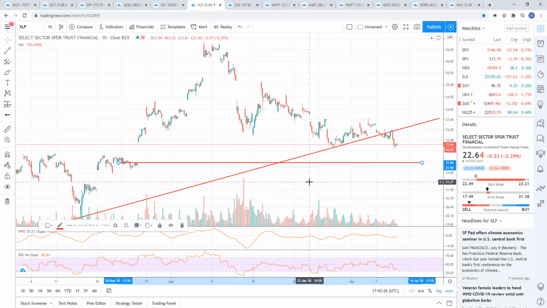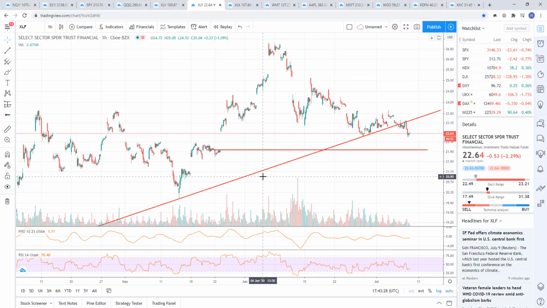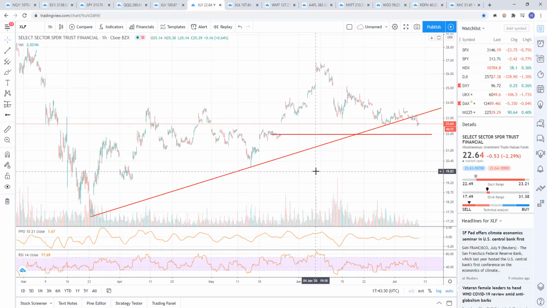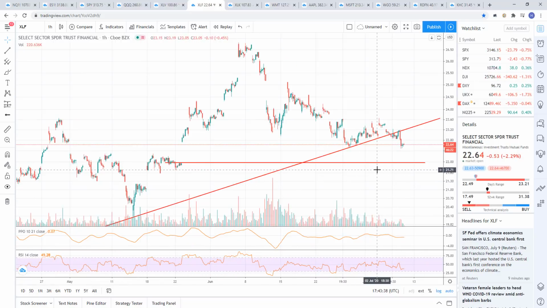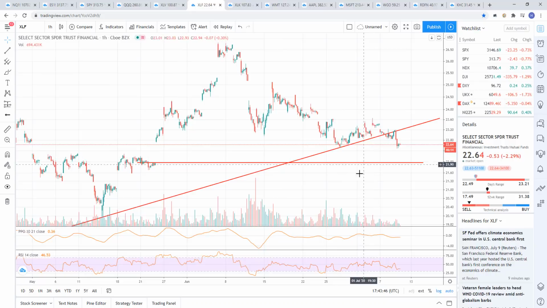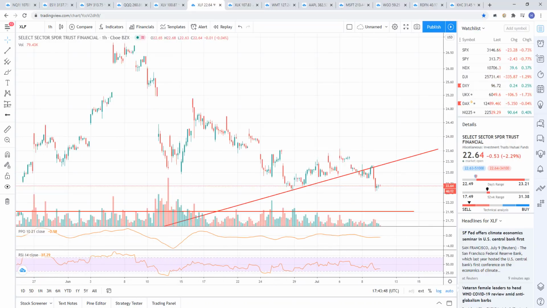If financials are weak, the rest of the market is going to have a problem, and that's just because if the banks continue to show weakness, they're going to tighten up on credit, and when they tighten up on credit, the rest of the market is not going to be able to. Credit is the lifeblood of the American economy. So that's just something to pay attention to.